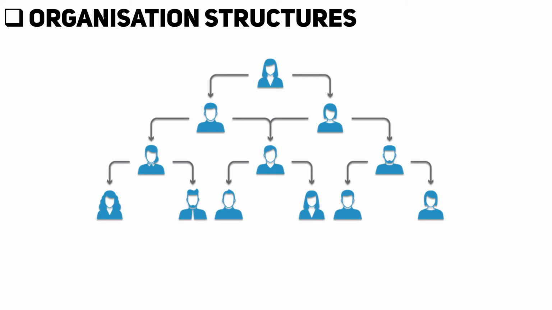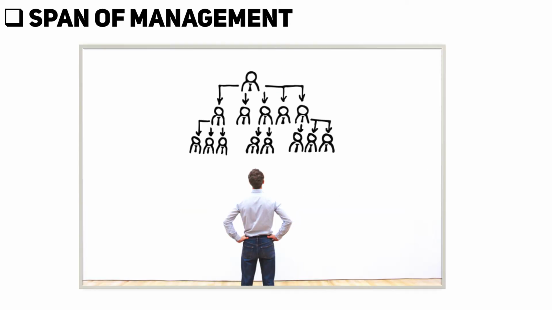Next subtopic is the span of management. It basically gives the shape to the organizational structure. Span of management means the number of subordinates that can be effectively managed by the superior. This determines the levels of management in the structure.